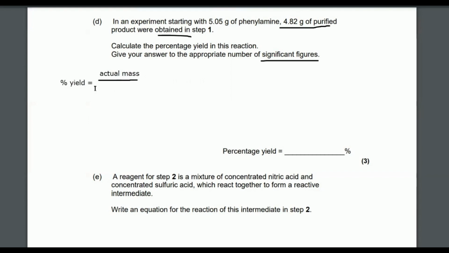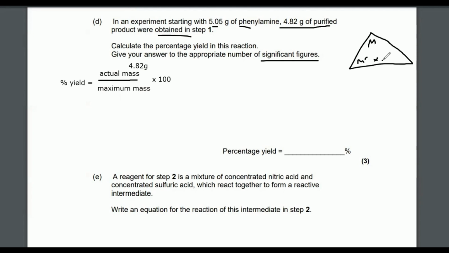So we have to remember the equation for percentage yield. This is a 3-marker. So percentage yield is equal to the actual mass divided by the maximum theoretical mass that we can achieve. Okay, times it by 100 and you'll get it as a percentage. Now, they told us in the question that we actually achieved 4.82 grams of purified product in step 1. So we know the actual mass is 4.82.